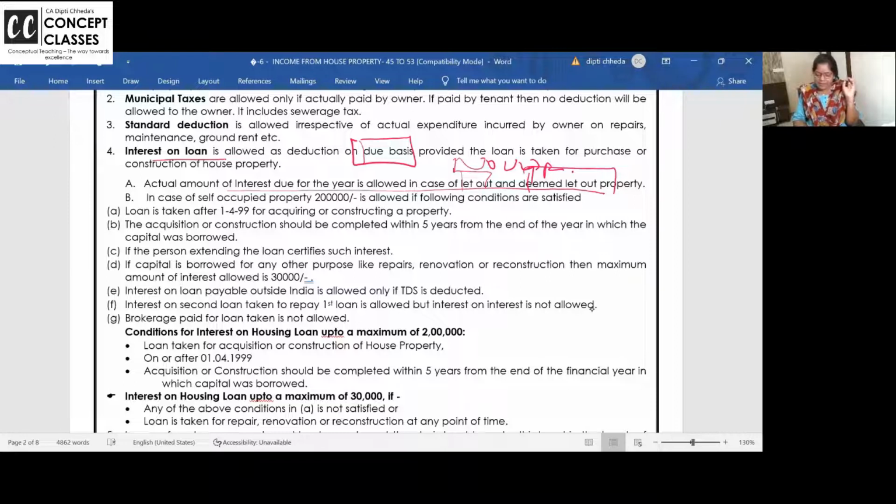Self-occupied property, interest on loan is allowed up to 2 lakhs, with 3 conditions. The loan is taken after 1.4.99, the construction is over in 5 years, and the person from whom you have taken the loan gives you a proper certificate. Clear or not? I will repeat and tell you. This is a little important, so read it carefully.